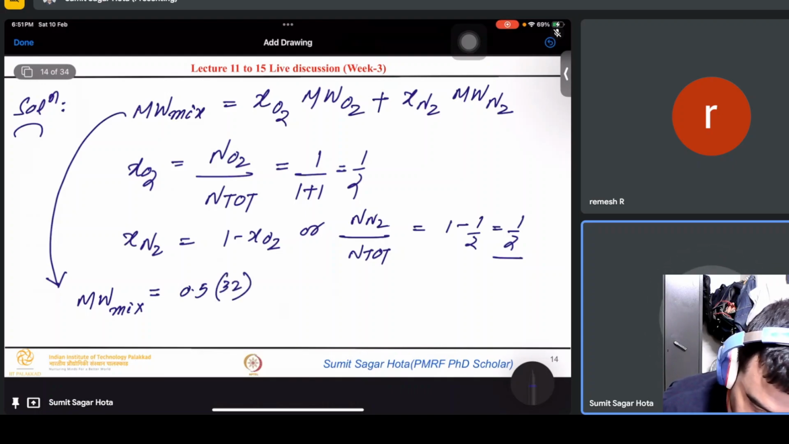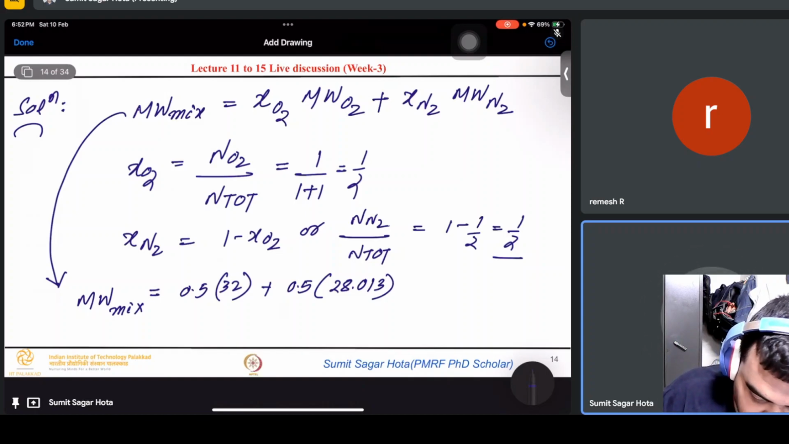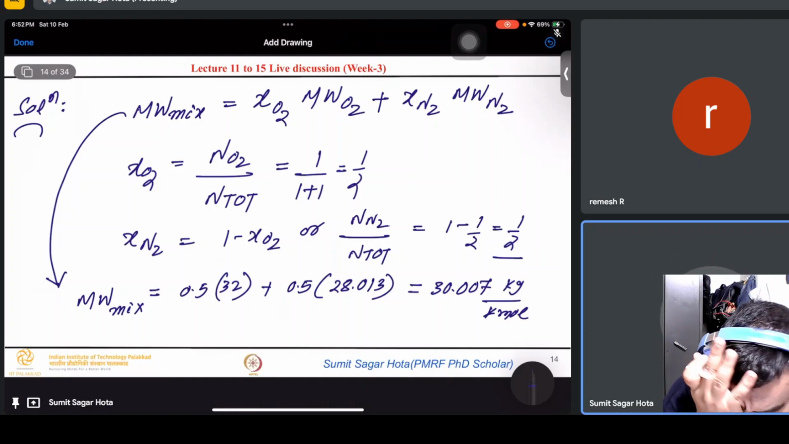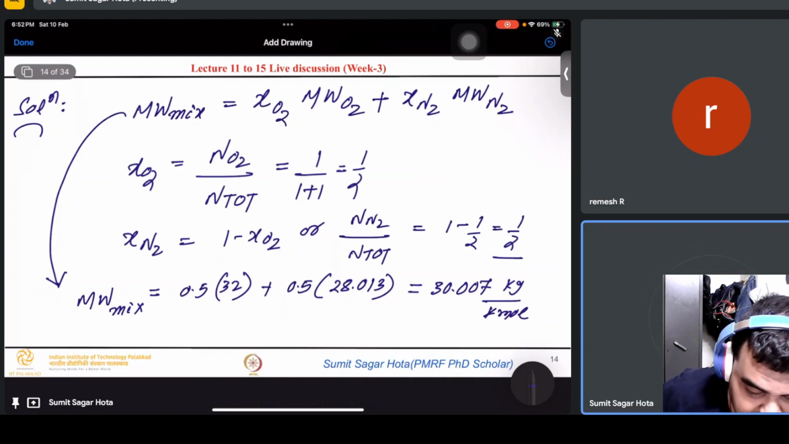0.5 times 32, plus 0.5 times 28.013, that is the molecular weight of the mixture. Calculate the values, it comes to 30.007 per kilomole, and write down also gram per mole. In SI unit we should write down in kg per kilomole, gram per mole.